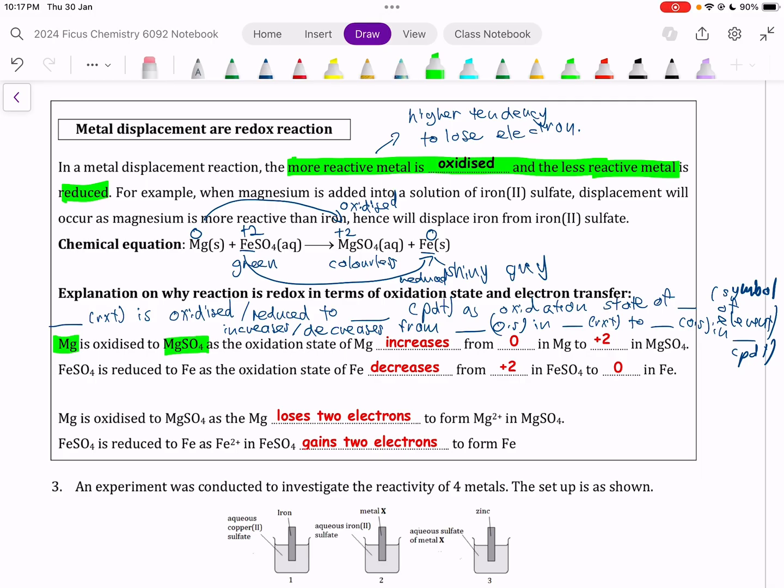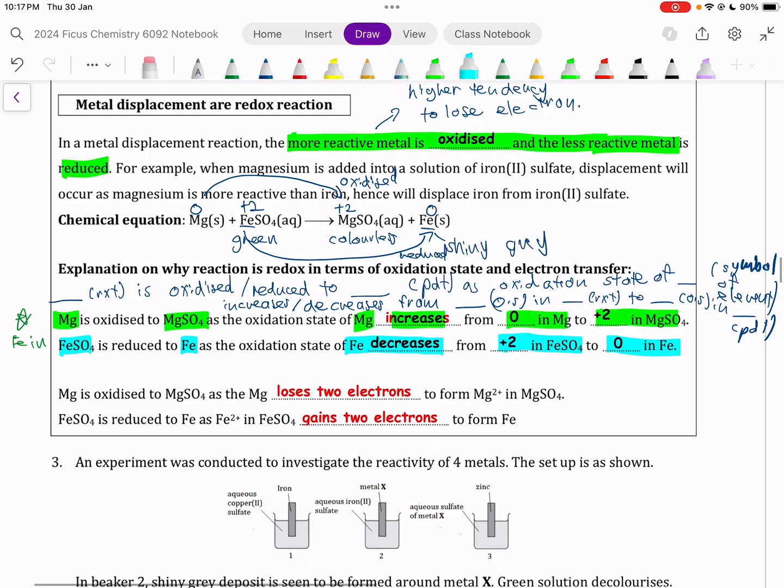Alright. Oxidation state of Mg increases from 0 in Mg to +2 in MgSO4 and so forth. Then the reduced side, FeSO4. To be specific, you should write the Fe in FeSO4. The Fe in FeSO4 is reduced to Fe, as the oxidation state of Fe decreases from +2 in FeSO4 to 0 in Fe.